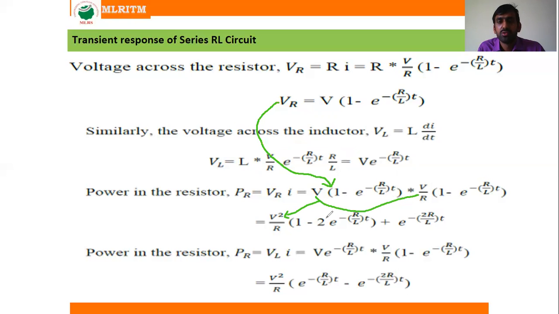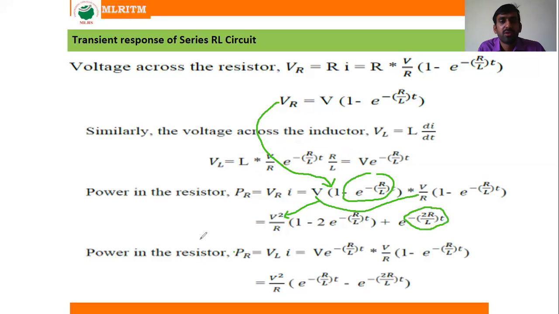So we are going to have 1 minus 2 into e power minus R by L into T plus e power minus R by L into e power minus R by L into T. Multiplying these two, minus into minus is going to become plus. So it is going to become e power minus 2R by L into T.